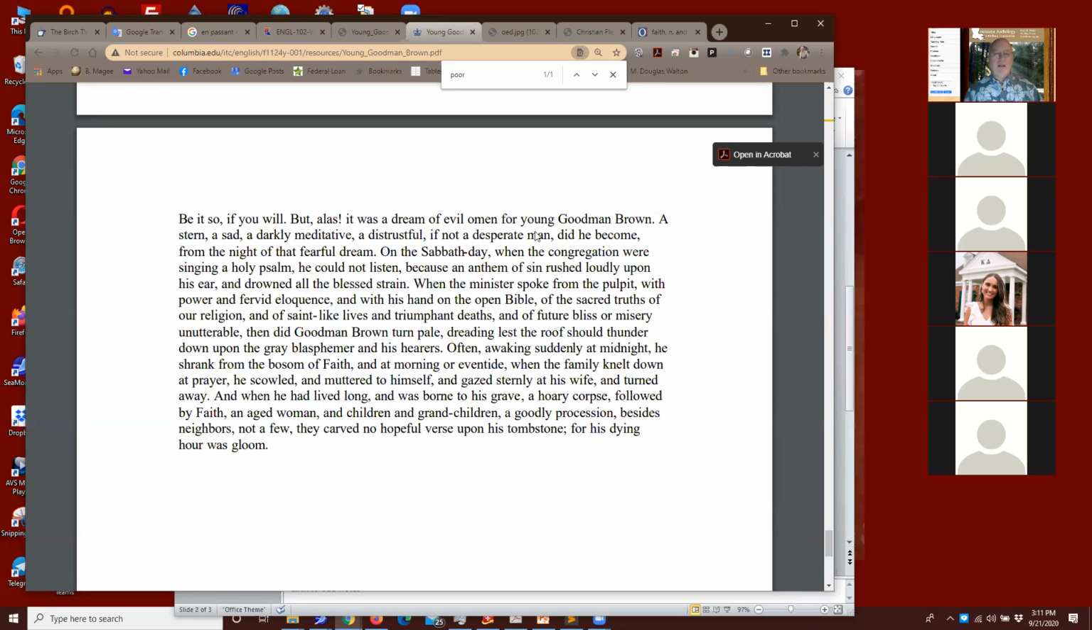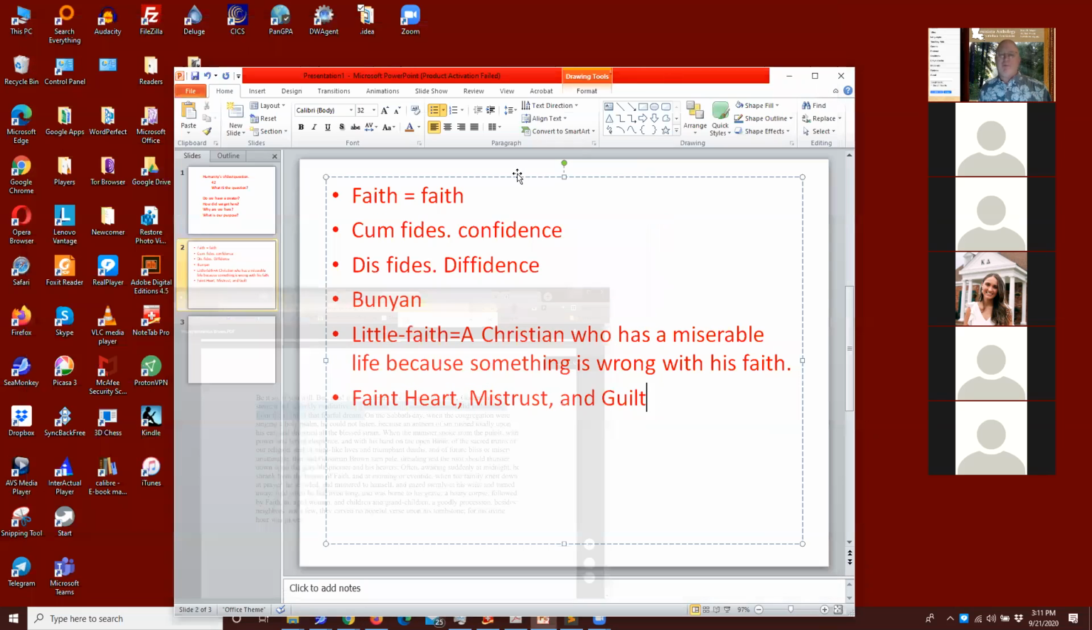A stern, a sad, a darkly meditative, a distrustful, if not a desperate man, did he become from the night of that fearful dream, if it was a dream. So distrust and mistrust are basically the same word, right? Yes. Can y'all see that?